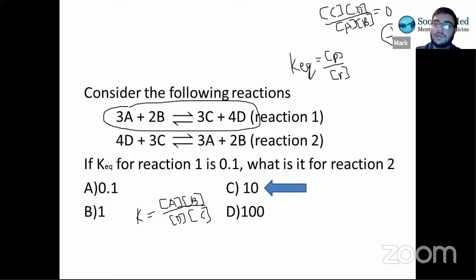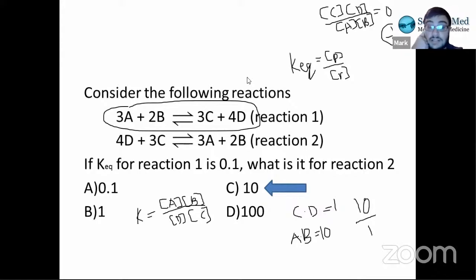Well, you can say C times D is equal to 1, and A times B is equal to 10, which we know because C times D over A times B is 1 over 10. Well, we know that A times B over C times D is 10 over 1, right? It's the inverse. 10 over 1 or 10, which gives you the answer of C, right? Does that make sense to everybody? Is it clear why it's not A, right?